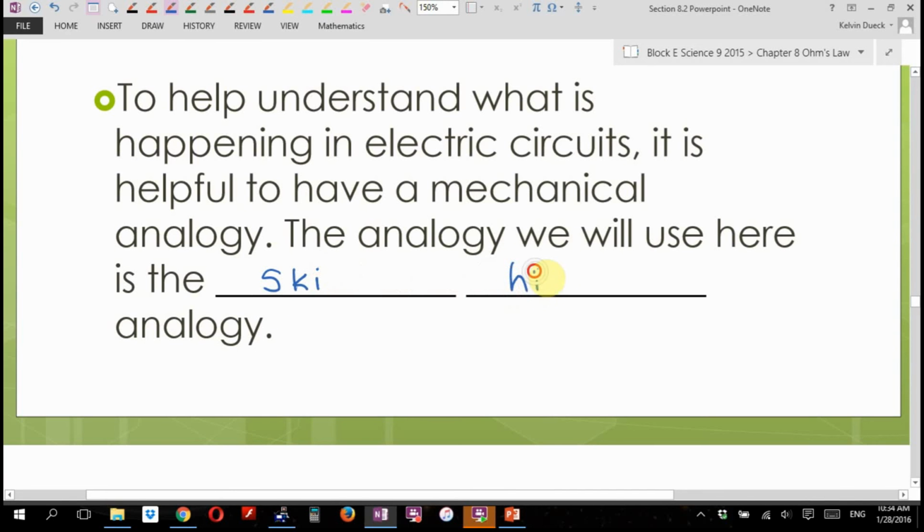ski hill analogy. Brooke, we're not going to solve circuits. We're going to go skiing on the snowboard or whatever. That still works. Okay?